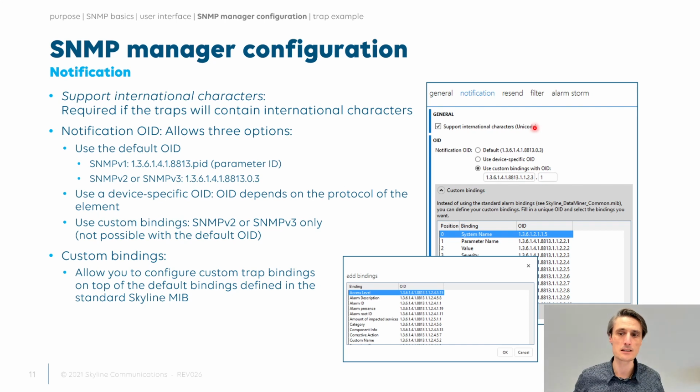Unicode characters, as they say it. The next thing is the notification or trap or inform OID. So OID is the object identifier, so it has like a unique ID.